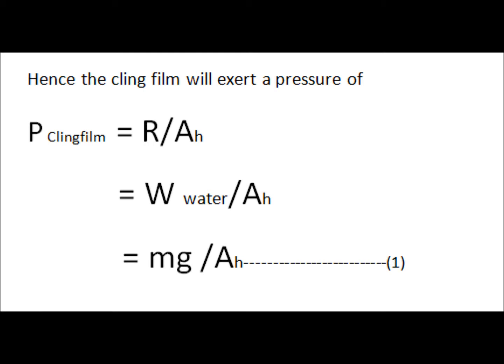Hence, the pressure exerted by the cling film will be given by R over AH, and it is actually equal to the weight of the water over the area AH. So it finally equals mg over AH. This will be our first equation.